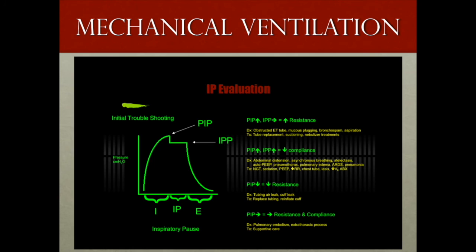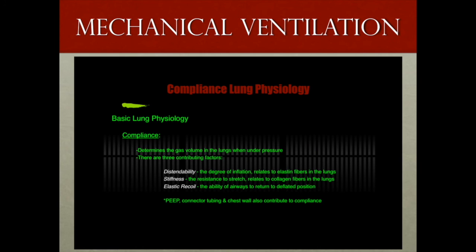If you have an elevated PIP and an elevated IPP, but the difference between the two is not abnormal, then the elevation of your airway pressures is due to decreased compliance. And again, remember the three factors that contribute to compliance, which is distensibility, stiffness, and elastic recoil.